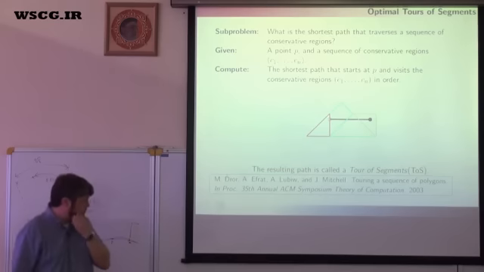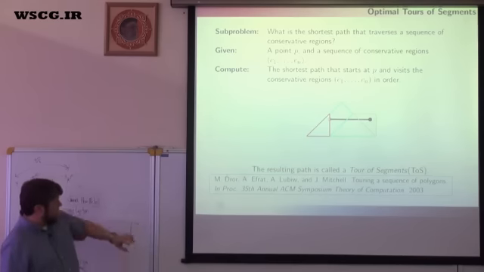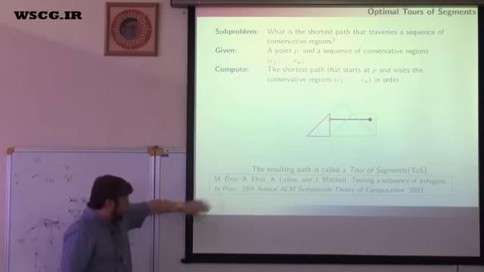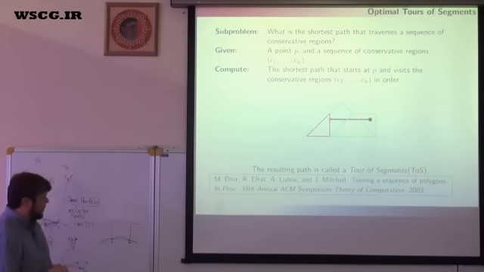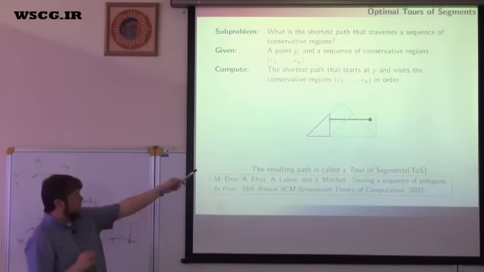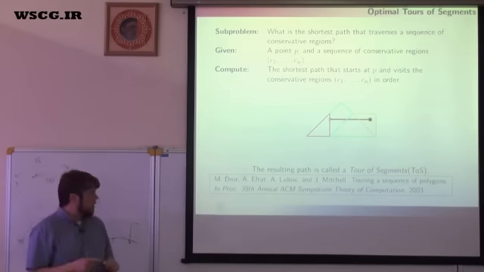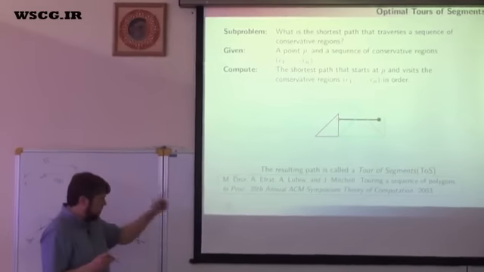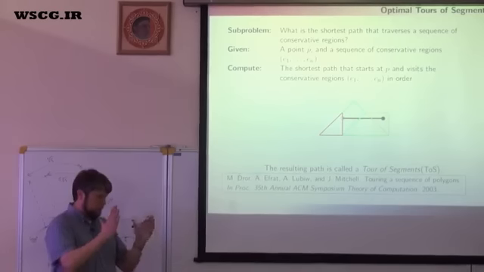So our problem is a little bit simpler than the algorithm that's in the literature because we know that the polygons we're visiting are touching each other, right?